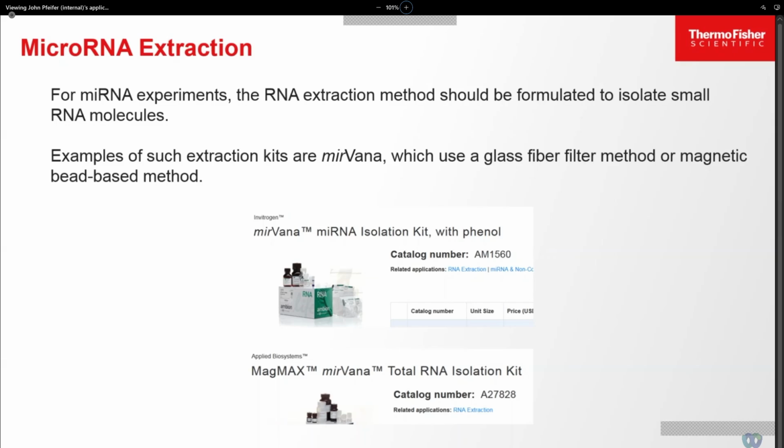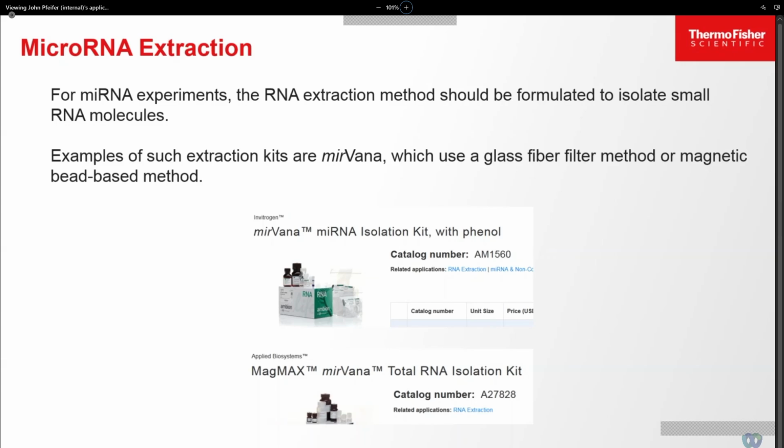So let's say you're interested in microRNA experiments. Perhaps the first step might be, how are you going to extract the RNA? Because there are some RNA extraction methods that are not designed to pick up very small RNA molecules. So that's a very important point. Make sure you select an RNA extraction method that will do that.